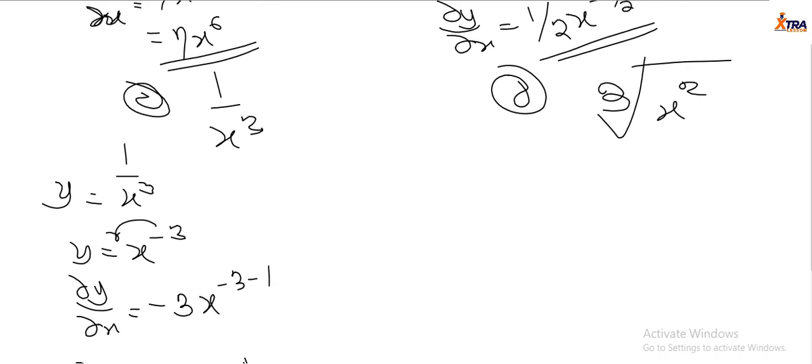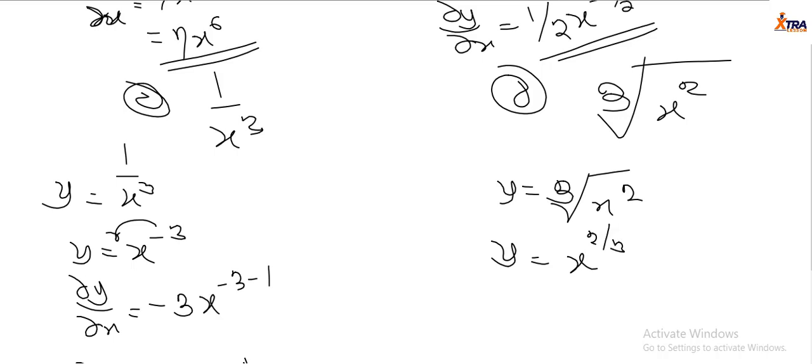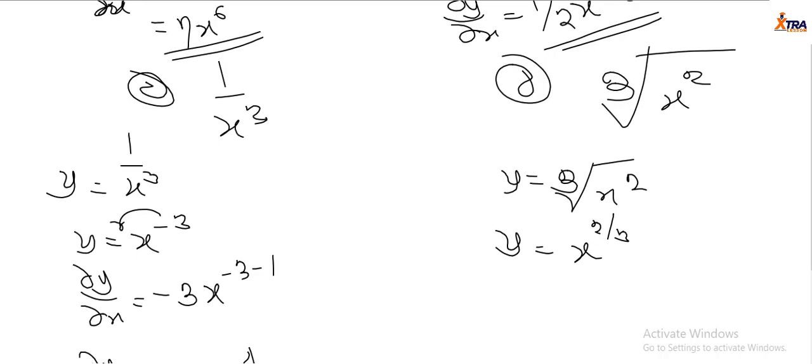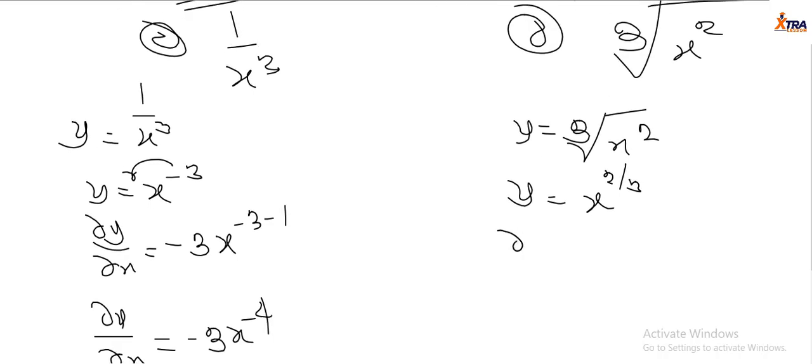For d, we have y equals the cube root of x to the power 2. So we have to change this to index form. We have y equals x to the power 2 over 3. So then we have dy over dx equals 2 over 3. Repeat it, we are having 2 over 3 minus 1. Then we have to simplify the fraction.